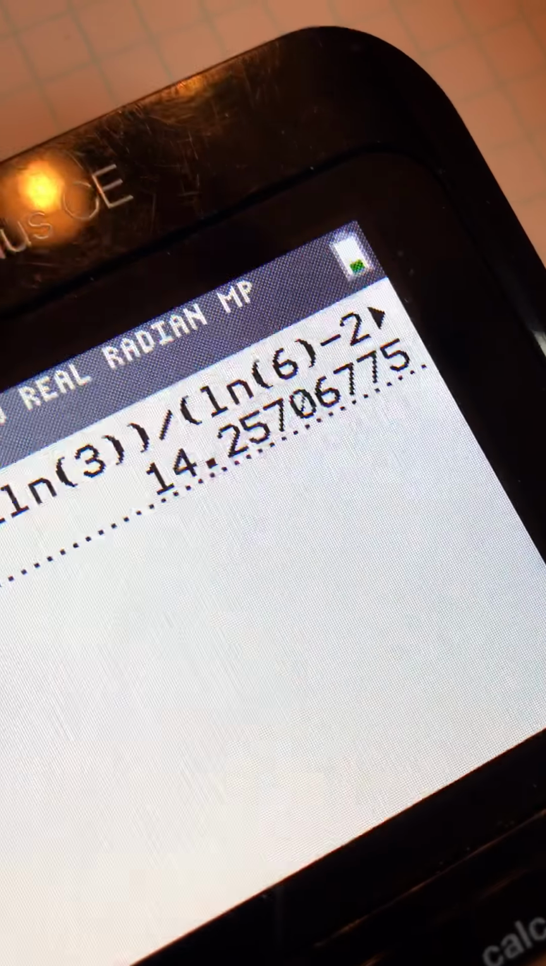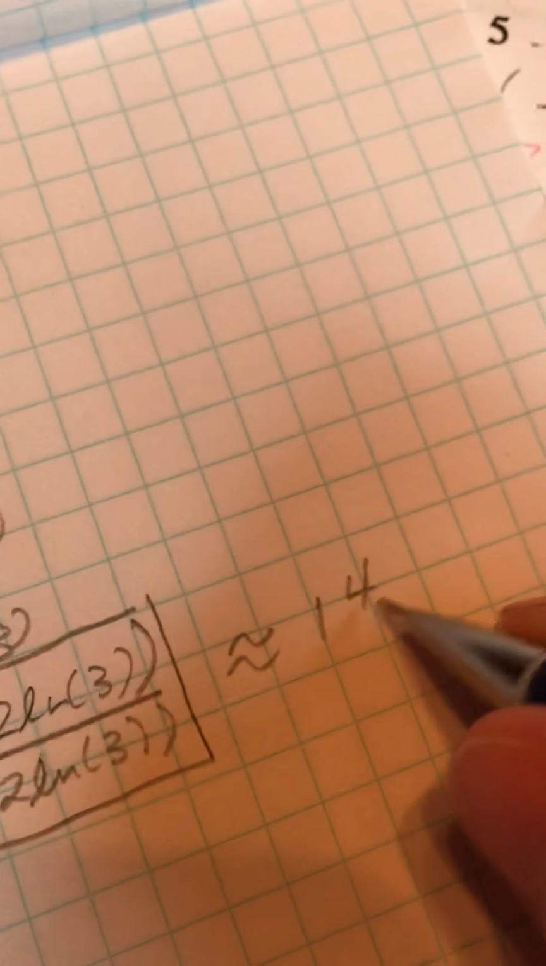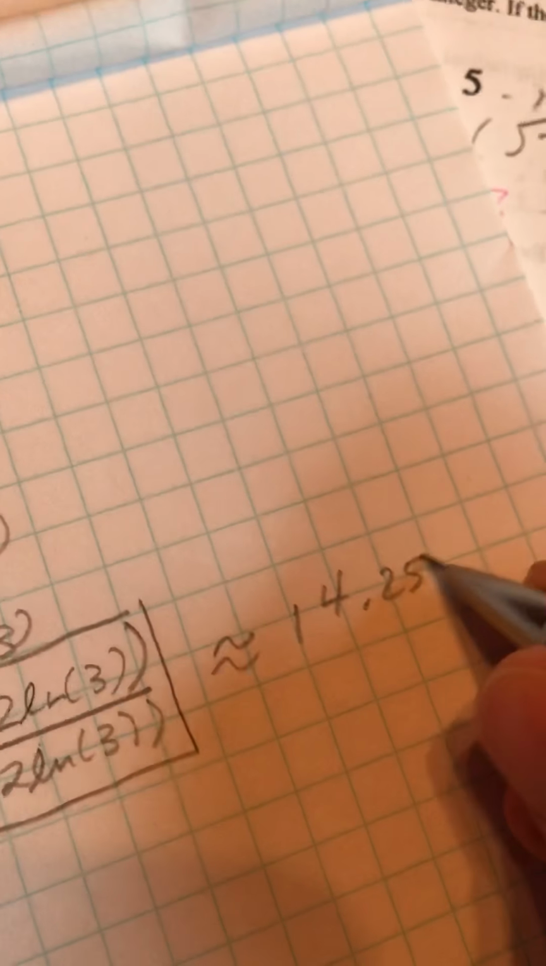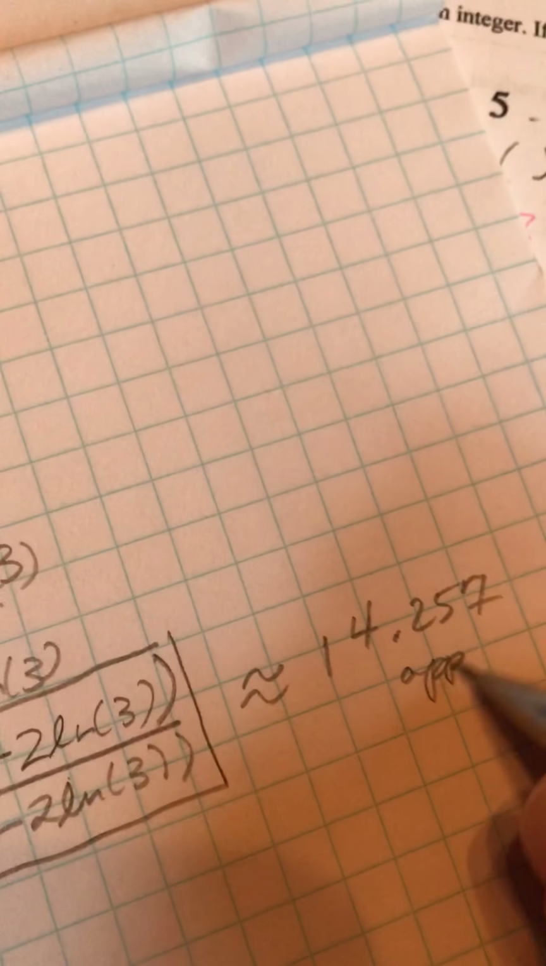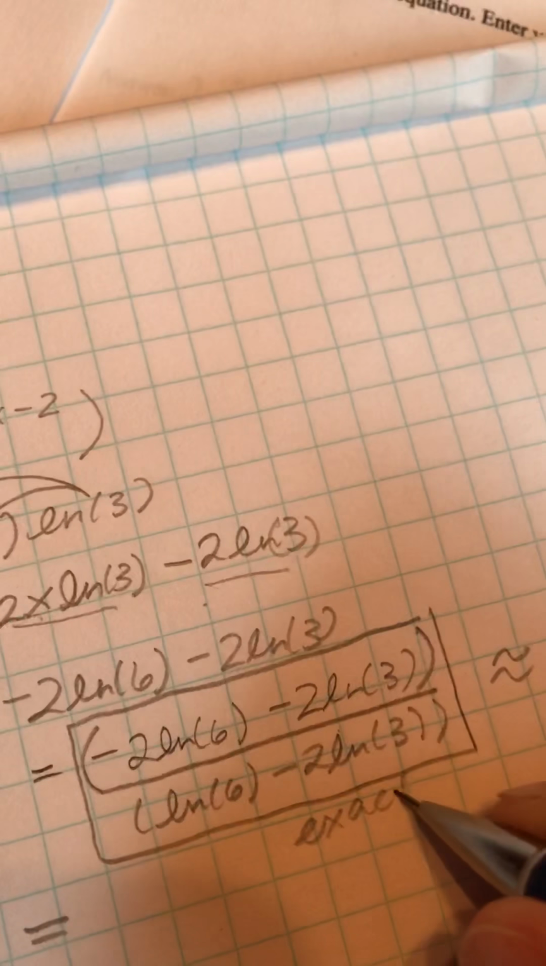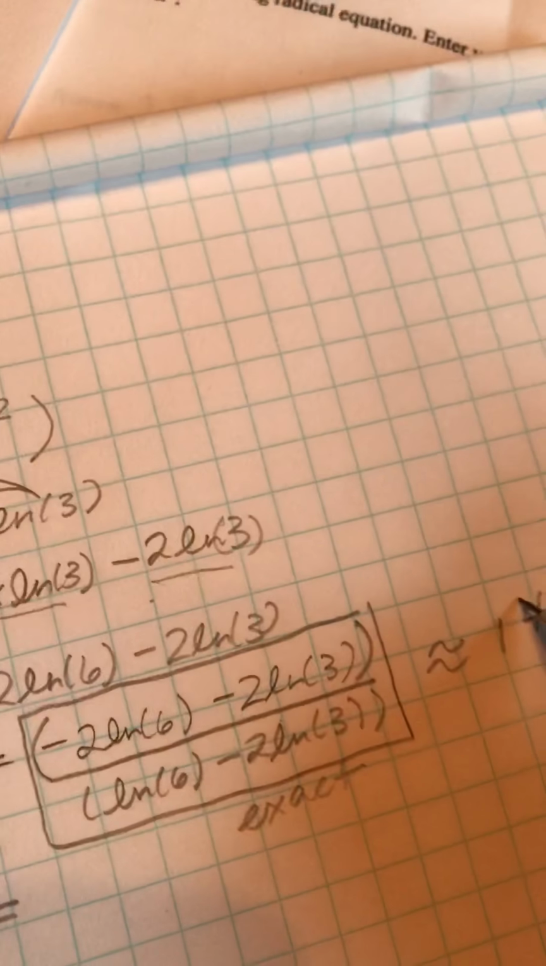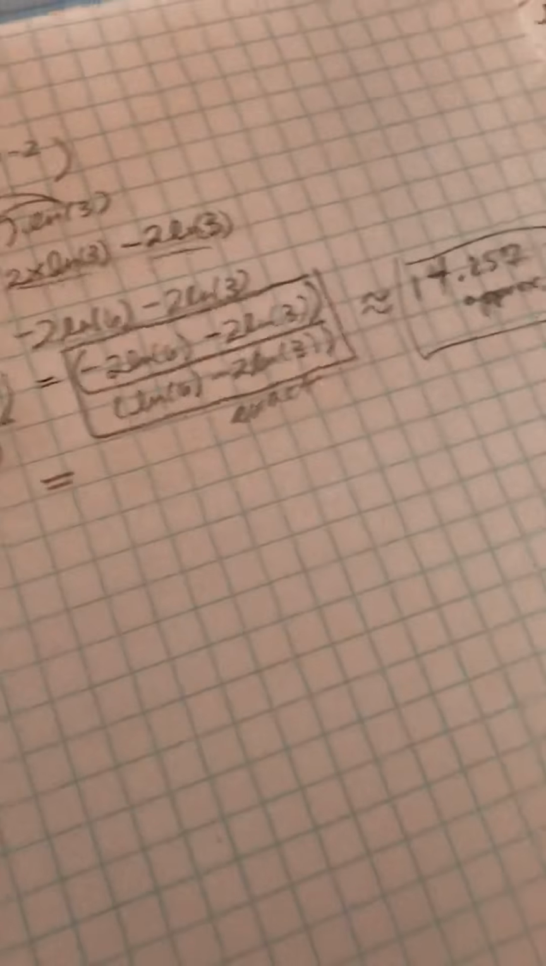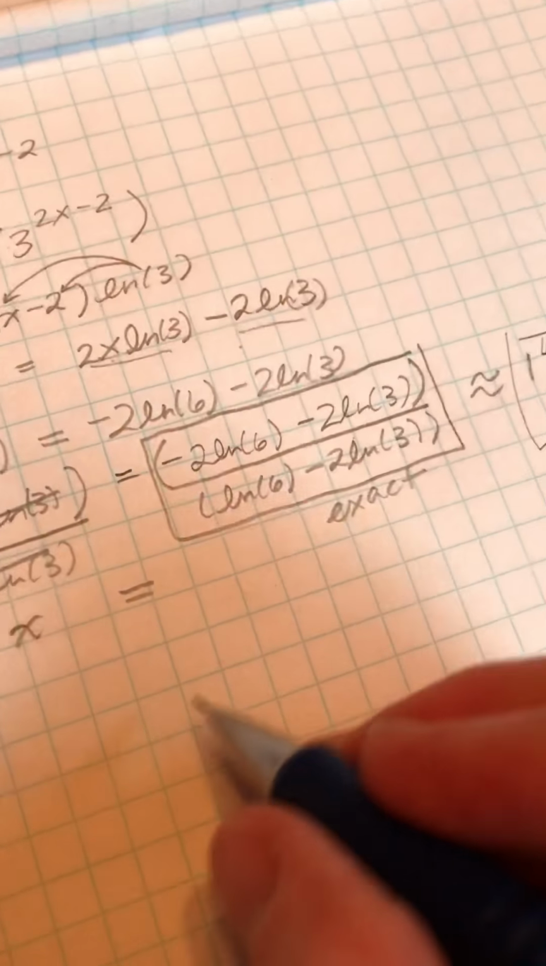So that's the approximation then, is approximately 14.257. So depending on how they want the answer, that's the approximation. On the test, I will also want the exact. And the exact answer, you can simplify it if you use properties of logs. Let me just show you that before I sign off here.